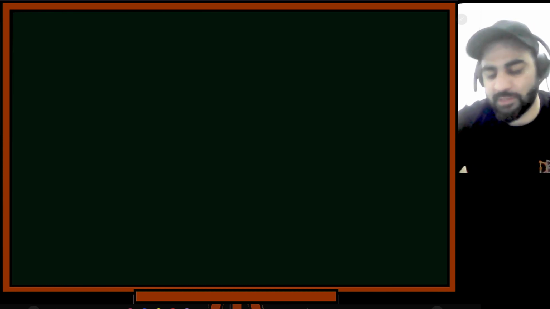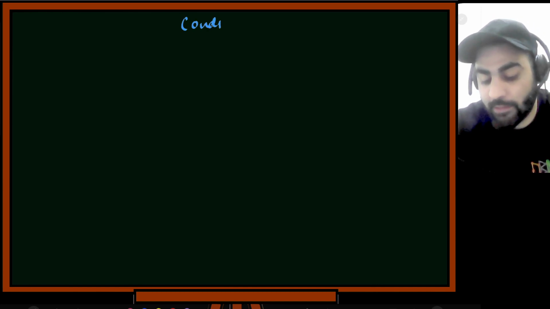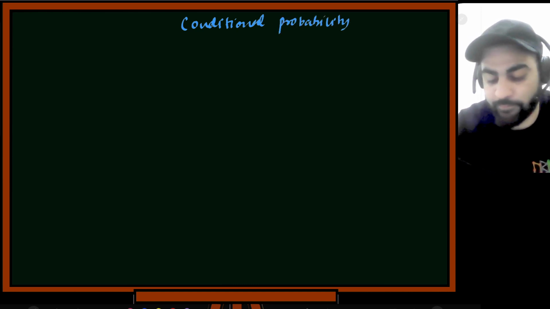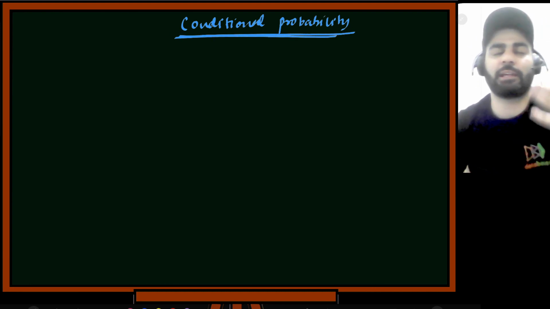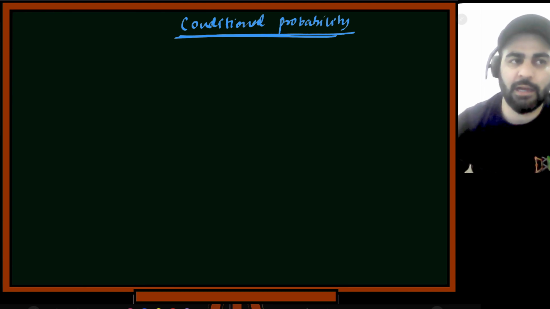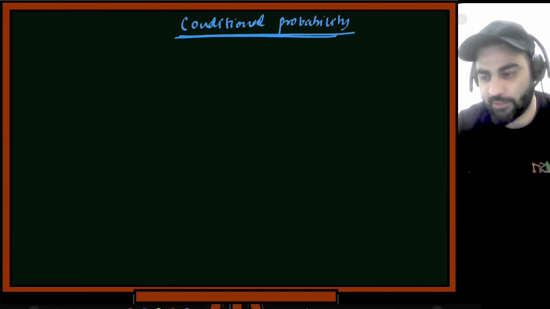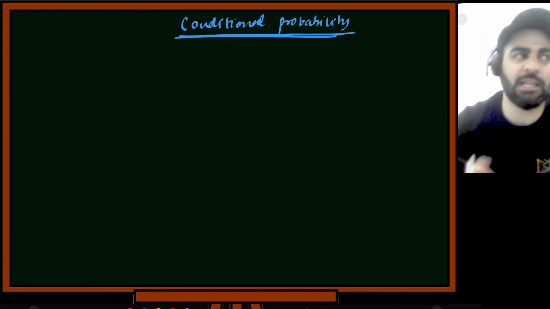Hello everyone. In the previous sessions, we have been discussing probability, and then we started our discussion on conditional probability. So what we said in conditional probability is that there is some condition, something happened. So if something happened, what is the effect on some other thing?